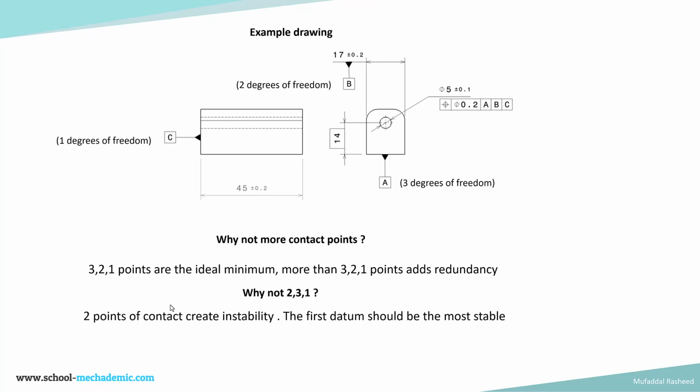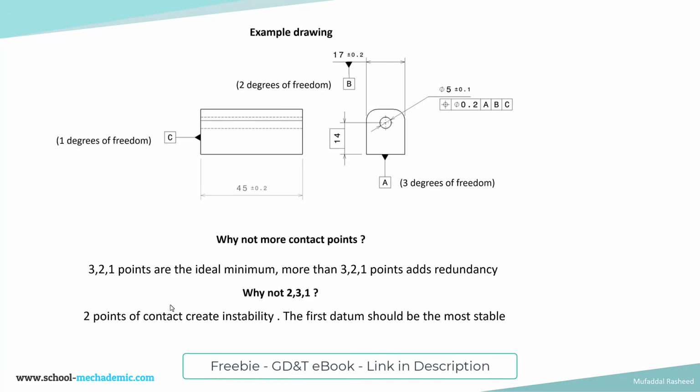Static equilibrium is a very important condition for the primary datum feature. 2 points of contact create instability. It can move, it can rotate in 2 directions. So the first datum feature should always be the most stable one. For quality inspection, this is very important, because if you don't have a stable primary datum feature, the inspection is unreliable. It's not precise at all, because the part can move, it can rotate.